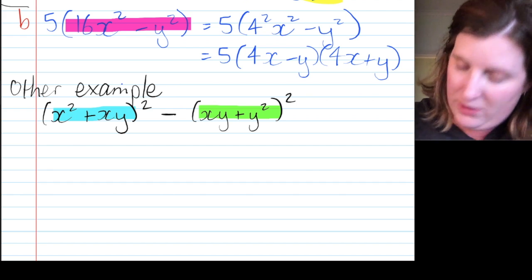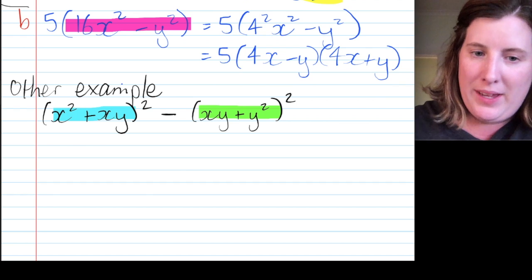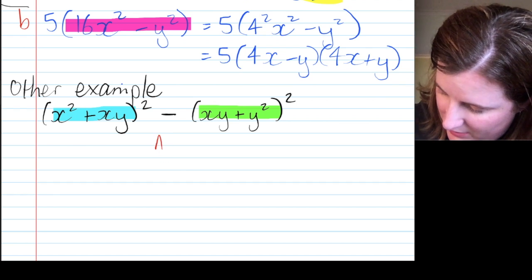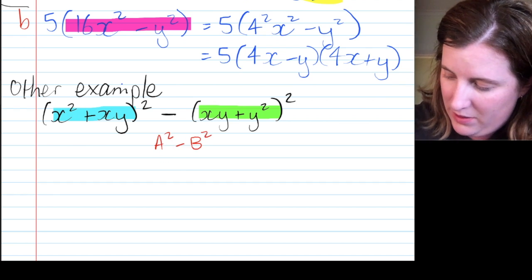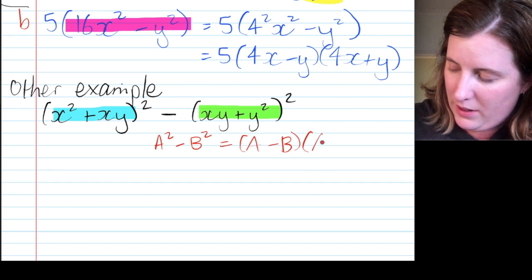Actually, I should write the rule here. If we had a squared minus b squared, then that would come out as a take b, a plus b.